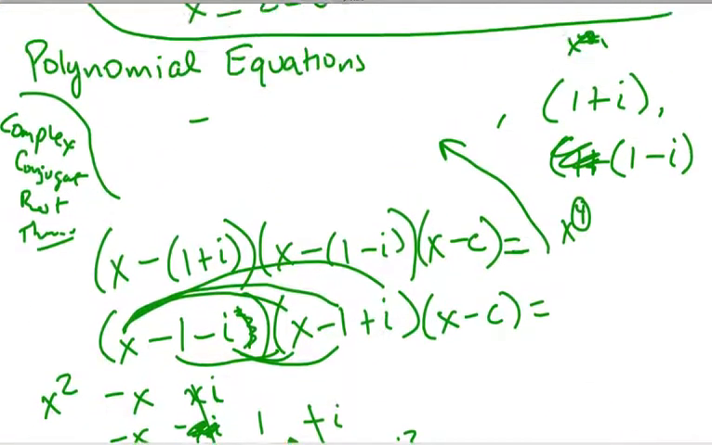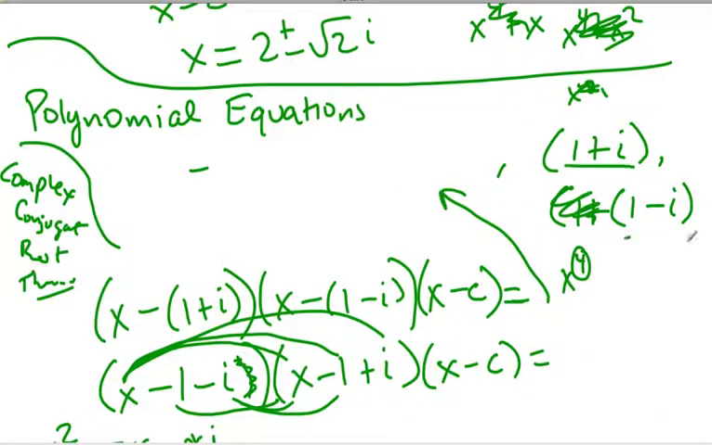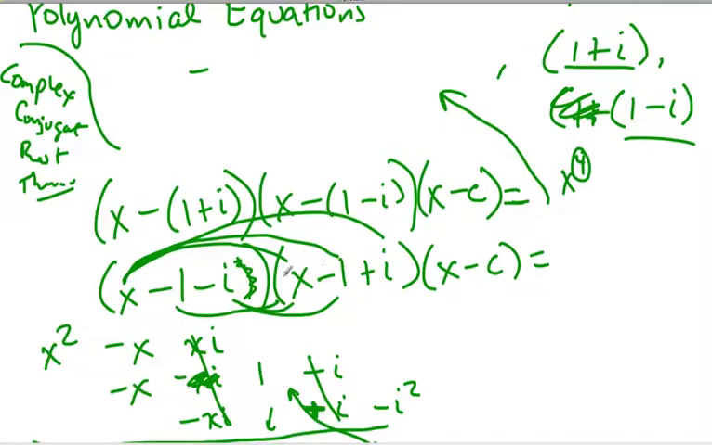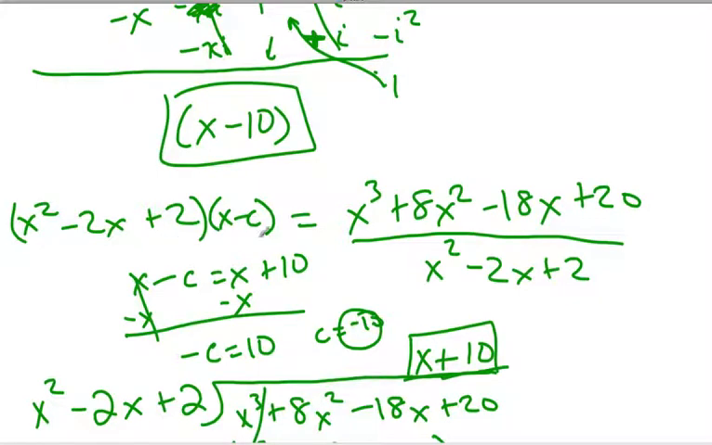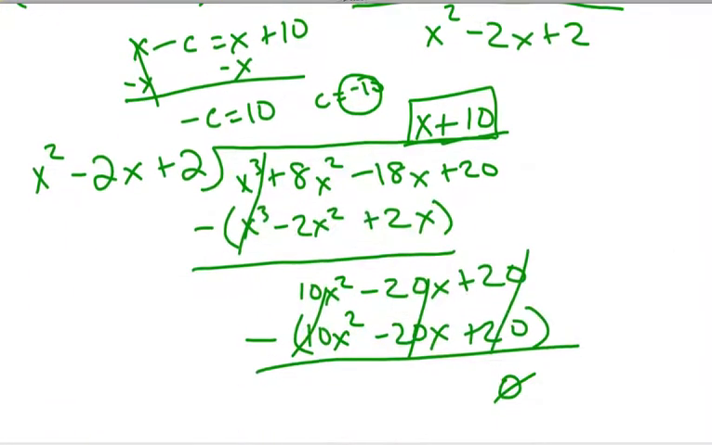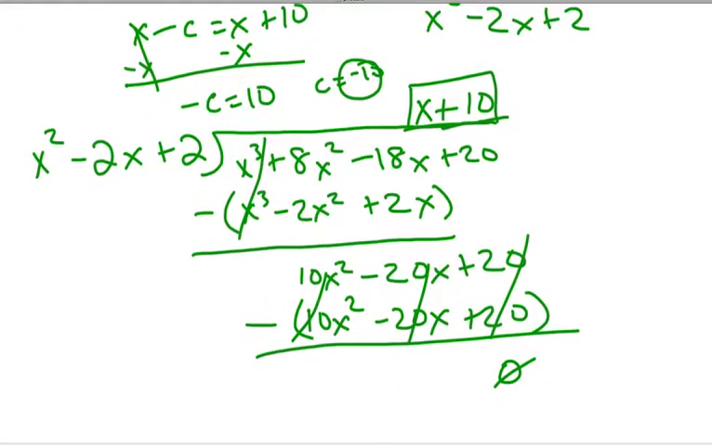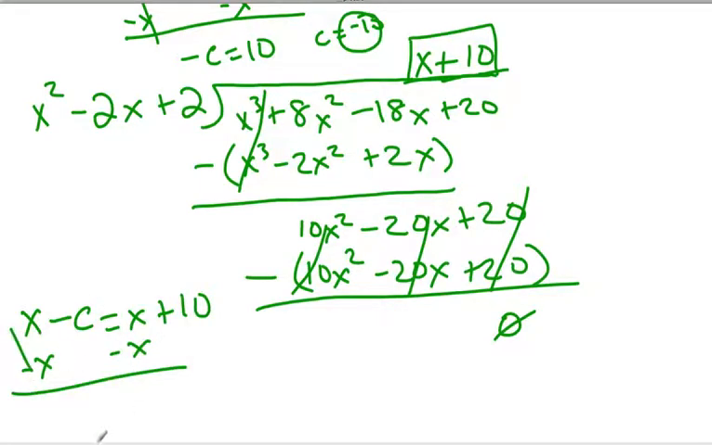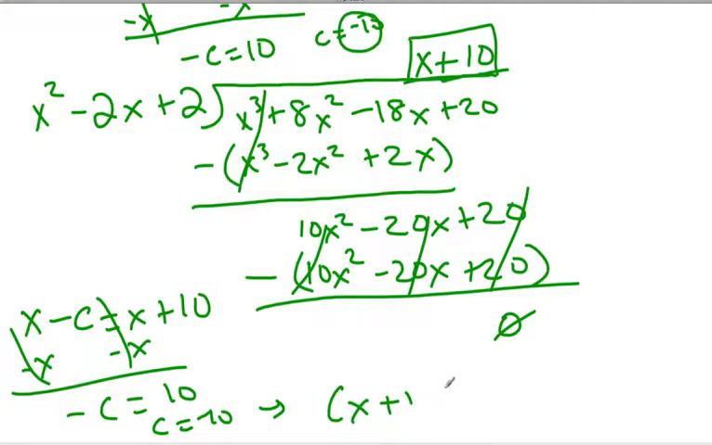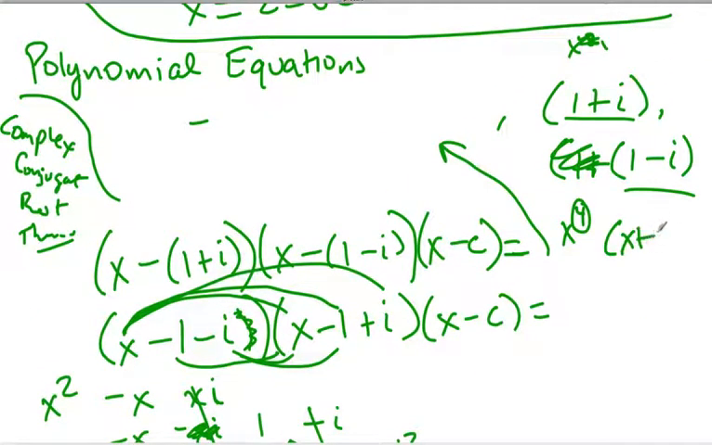So now let's just go over what we did. We had one root, and by the complex conjugate root theorem we had the other one. So we multiplied those two factors out to get an equation, and then we knew that if we multiplied that by this factor, we'd get our polynomial. So we just divided by it. We did long division because it would be a lot easier than the synthetic division required, and then we got that our equation was x minus c equals x plus 10. We solved for c by subtracting x on both sides, canceling, negative c equals 10, c equals negative 10, or our root was x plus 10. So our last root, therefore, was x plus 10.